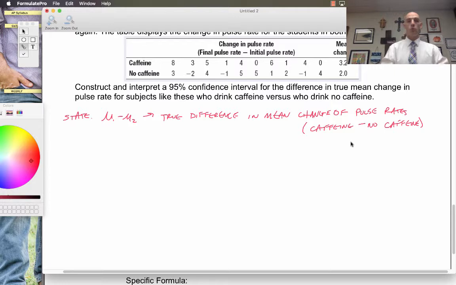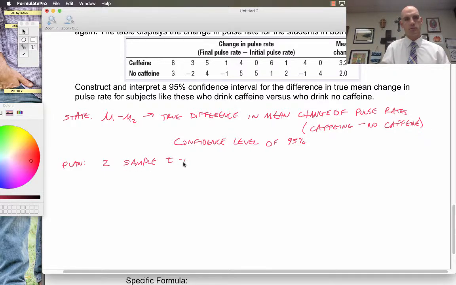And so what we want to do is we want to do that with a confidence level of 95%. So we're stating that's what we're doing. So our plan is to do a 2-sample t interval for the difference in means. That's what we're actually going to do.